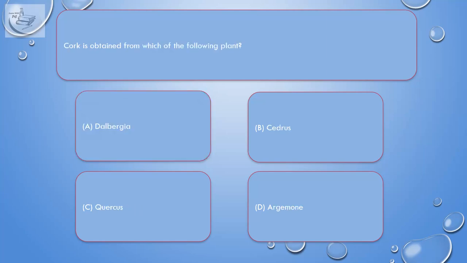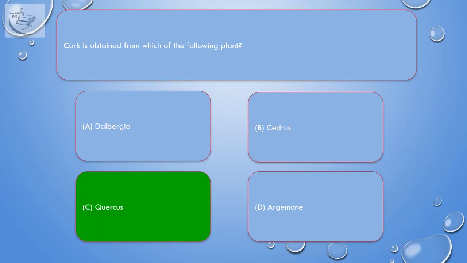Question: cork is obtained from which of the following plant? A. Dalbergia. B. Sudris. C. Quercus. D. Argemwin. Correct answer is C. Quercus.